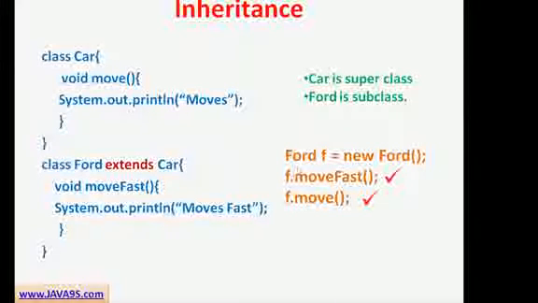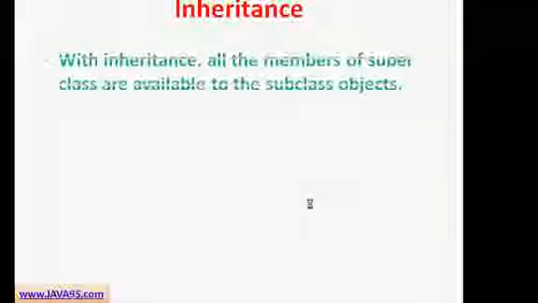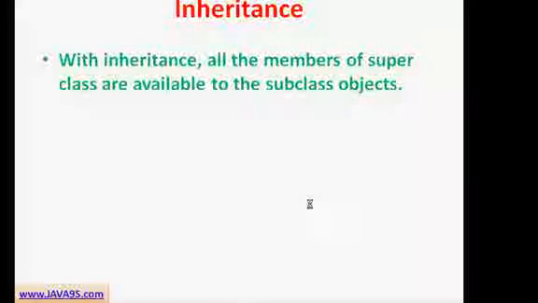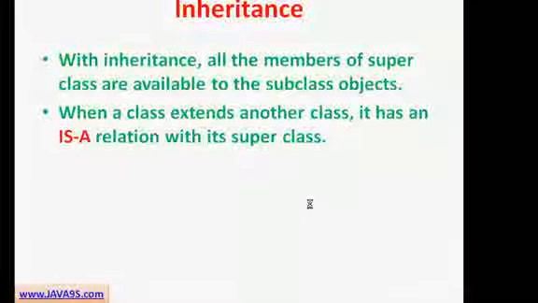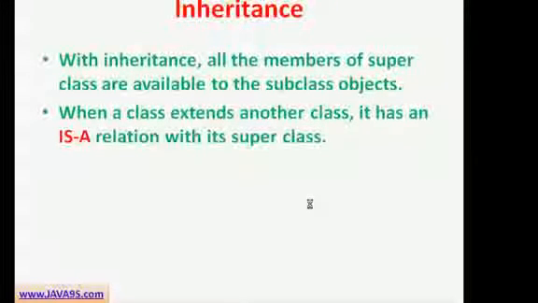So using inheritance, we have access to all the instance variables and methods that are visible to the subclasses. Next, with inheritance, all members of the superclass are available to the subclass. That's what we have discussed. And whenever a class extends another class, it has an is-a relationship with its superclass. It forms a relationship that Ford is a Car.